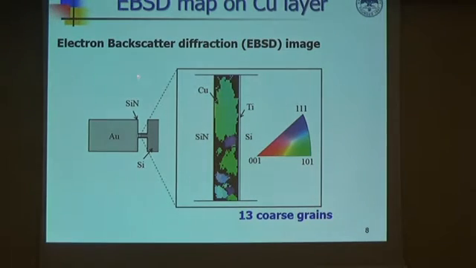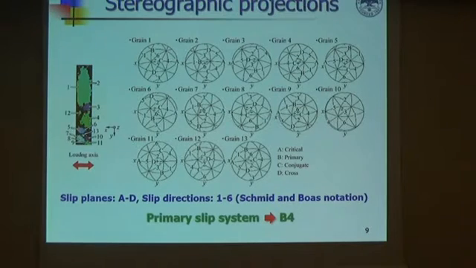And before the experiment, in order to obtain the crystallographic information of grains in the copper portion, we performed electron backscatter diffraction analysis. This is the EBSD image, and we found 13 coarse grains. So we numbered these 13 coarse grains from 1 to 13. And from the result of EBSD, we drew stereographic projections of the 13 grains.